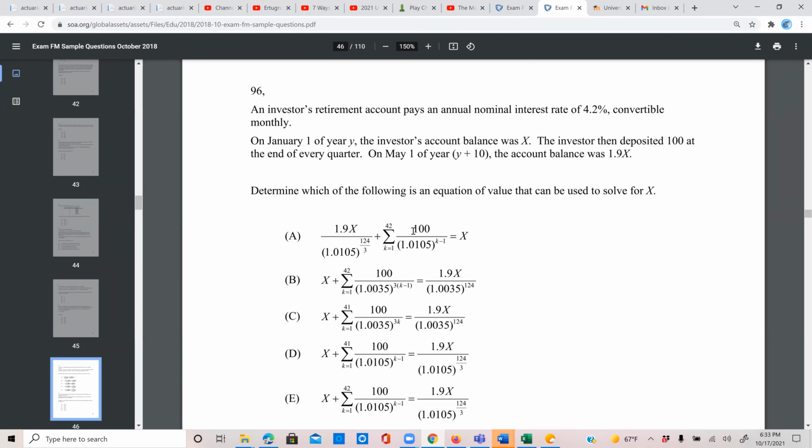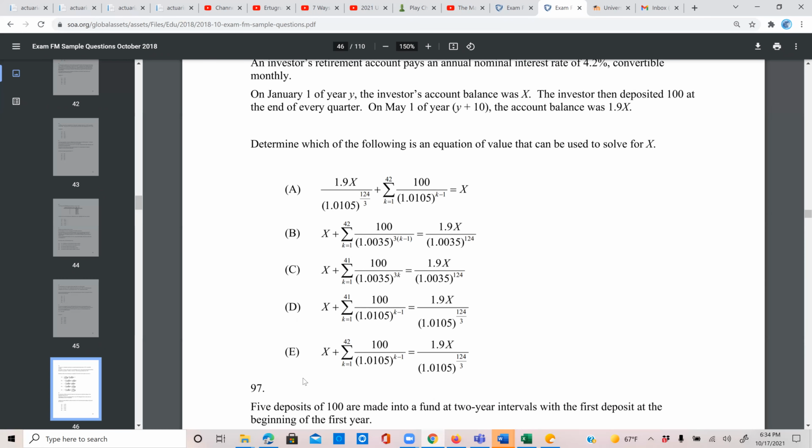So this term is talking about the deposits, same here. So C is an option because we do have 41 deposits here, and similarly D also has 41 deposits. E is out because once again we have 42 deposits here. So it's either C or D.